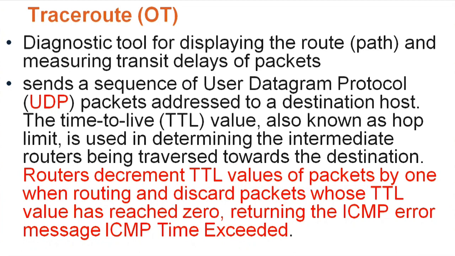So we talked about the hop limit. Each time it traverses a router or device, it gets decremented by 1. It's used in determining the intermediate routers being traversed towards a destination. Routers decrement the TTL values of packets by 1 when routing and discard the packets whose TTL value has reached 0. So as soon as the TTL is 0, they just throw it away, returning the ICMP error message, ICMP time exceeded.